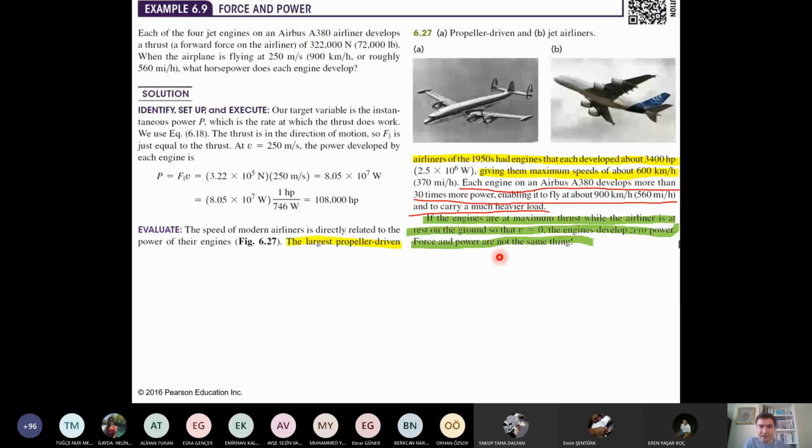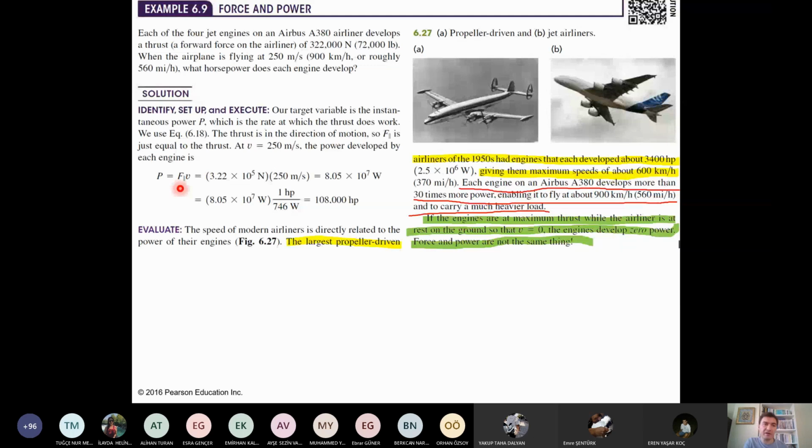If the engines are at maximum thrust while the airliner is at rest, so let's consider that this airliner is at the airport on the ground, and its speed is 0, but the engines are producing maximum thrust. So engines are working, but the velocity is 0. It is staying on the ground. The engines develop 0 power because velocity is 0.